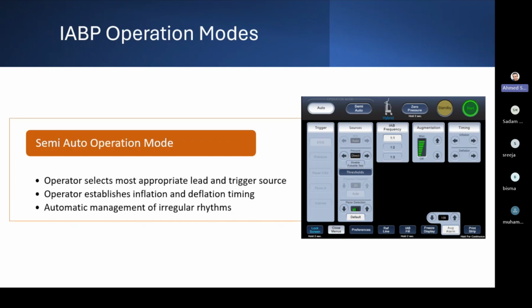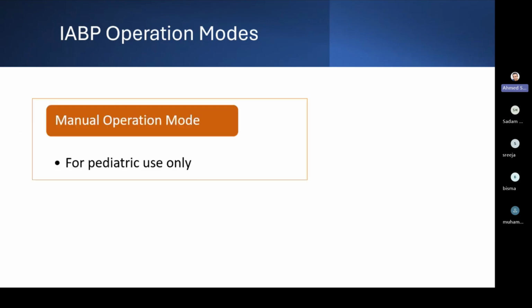In the semi-auto mode, the operator will activate the semi-auto mode, and he will be able to select the trigger source, and he will have access to control the inflation time and the deflation time. And because it's semi-auto, the machine will have automatic management for the irregular arrhythmia regarding the inflation timing. And the manual operational mode is used only for the pediatric cases.